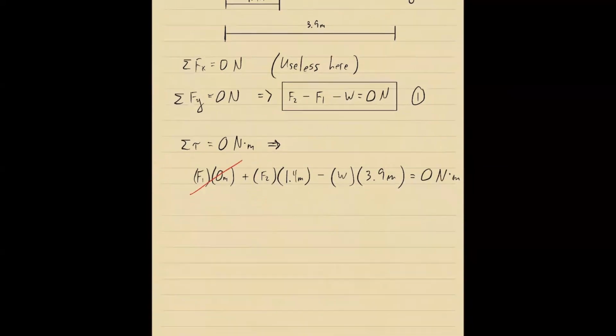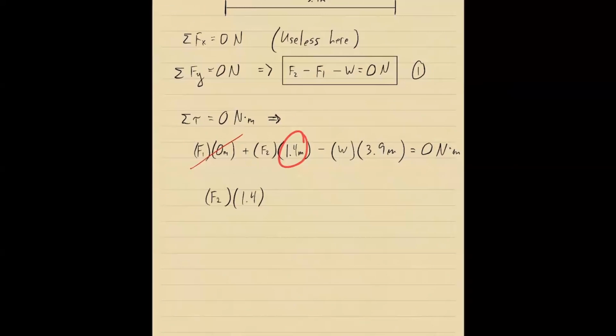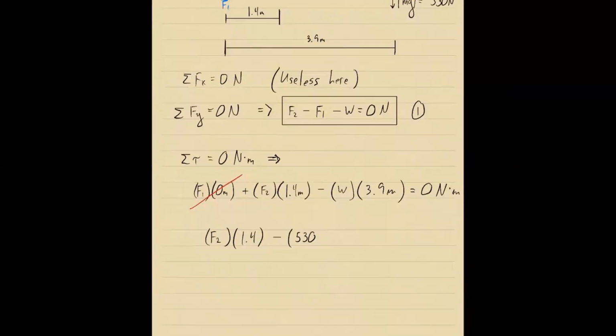And then we're left with F2, the magnitude of the force exerted by the fulcrum, times its lever arm distance of 1.4. Let's just assume that I'm going to divide by 1 meter on both sides to get rid of these pesky meters. So give me that minus the magnitude of the weight, just 530 newtons, I think. Yep, 530 newtons times that lever arm distance of 3.9 meters. It's going to be equal to 0.